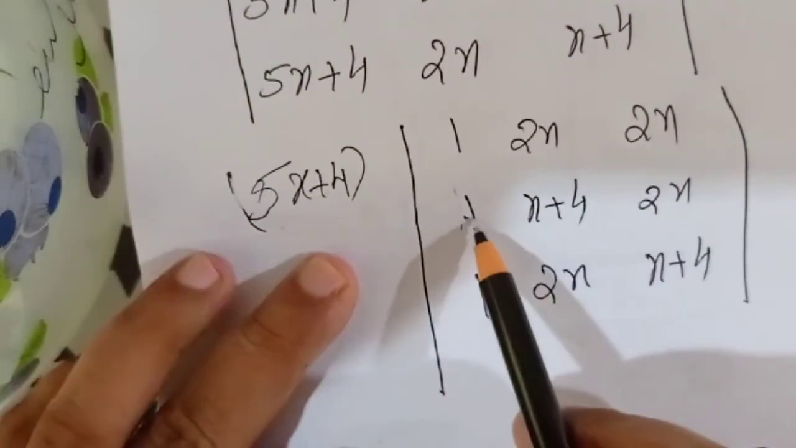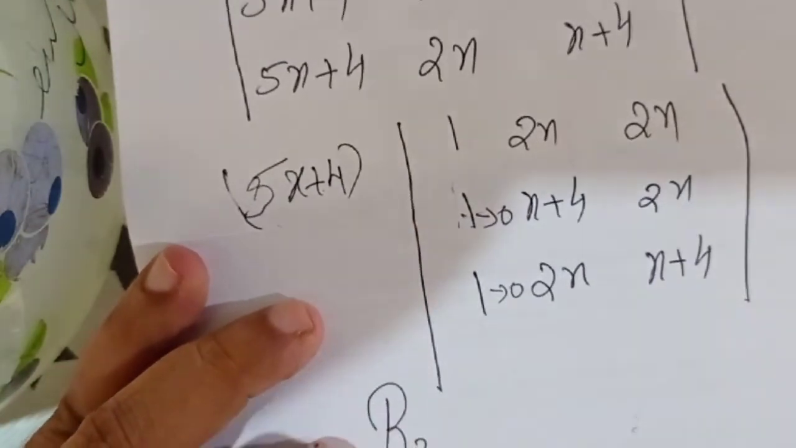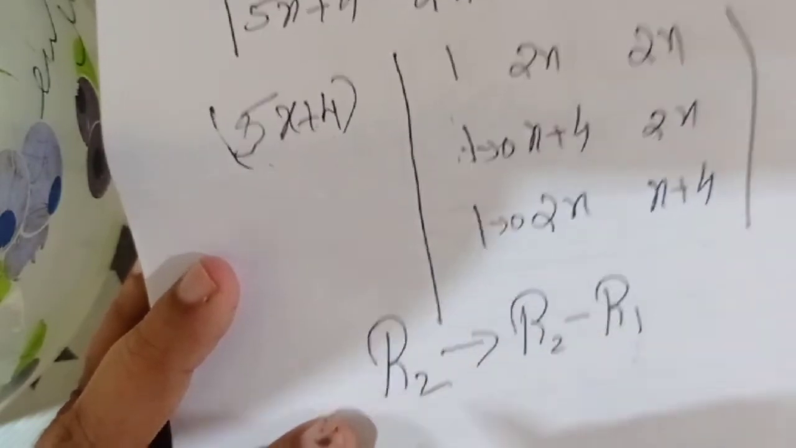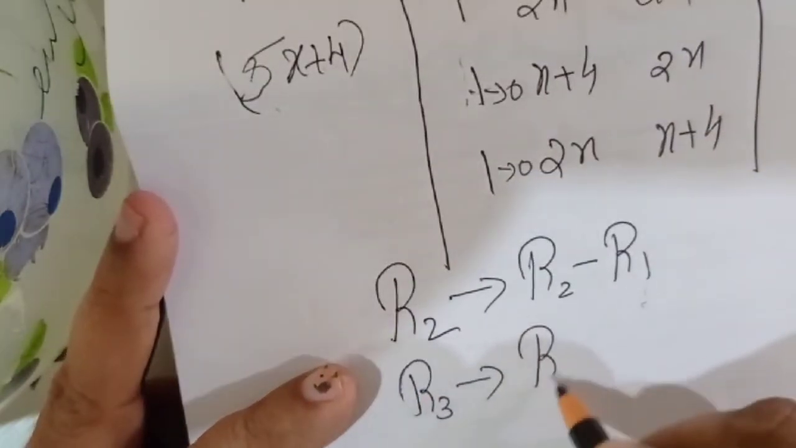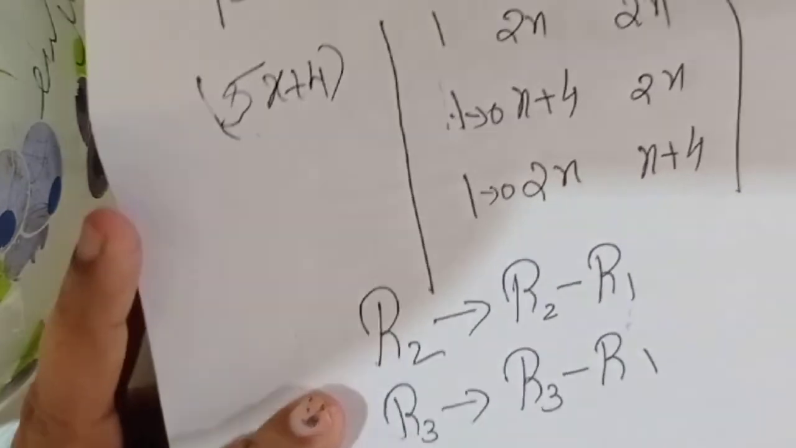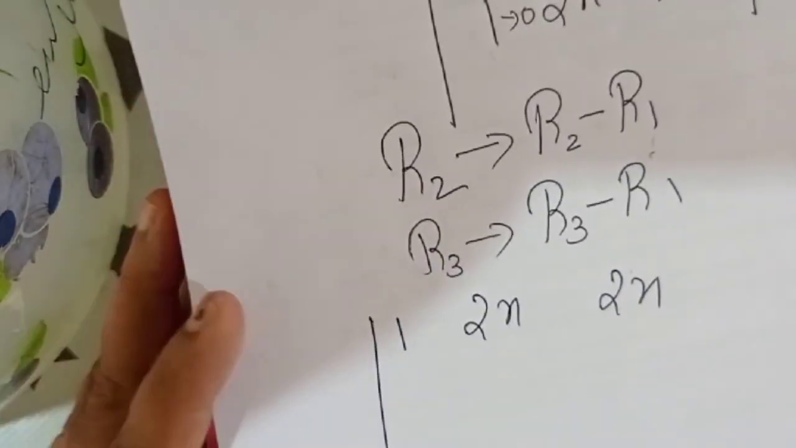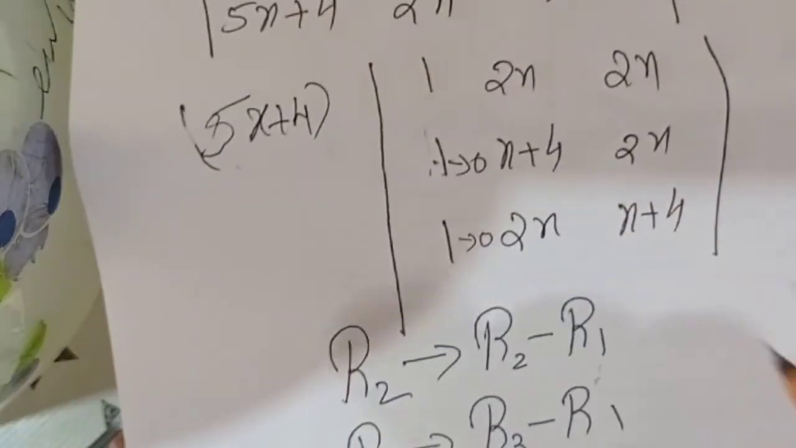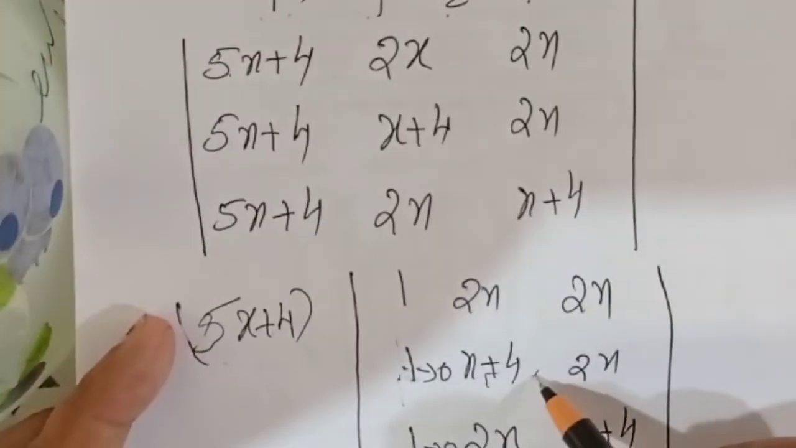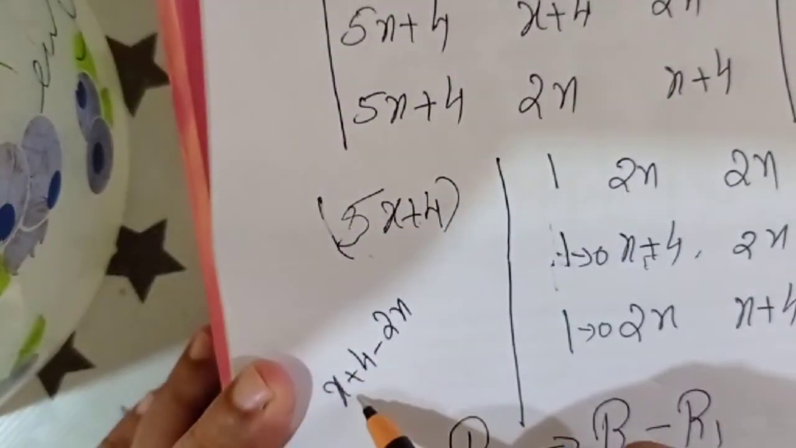Now it is easy for you. What is the step? Our aim is to make this one 0 and this one 0. For that, the step is always the same: R2 changes to R2 minus R1 and R3 changes to R3 minus R1. Okay. Now, 1, 2x, 2x. No change in the first row. But R2 changes to R2 minus R1. 1 minus 1, 0. x plus 4 minus 2x. Check that. x plus 4 minus 2x means 4 minus x.